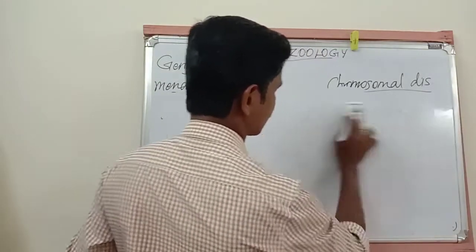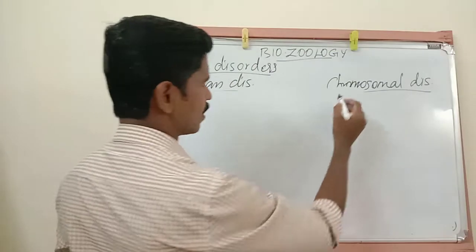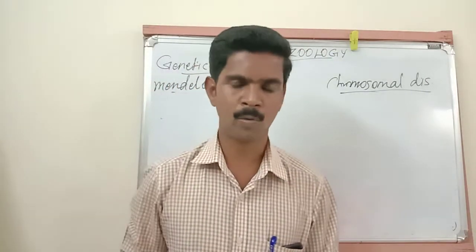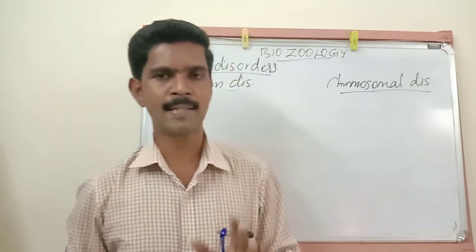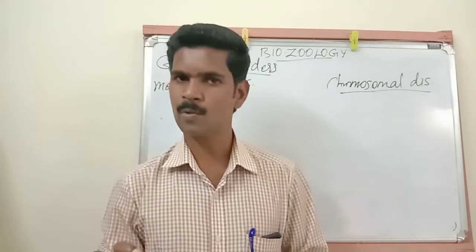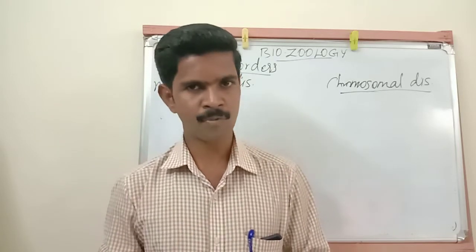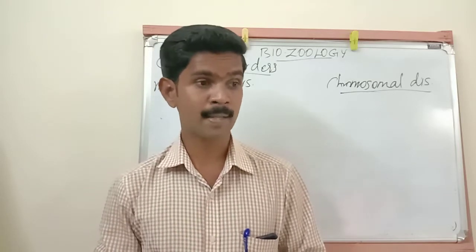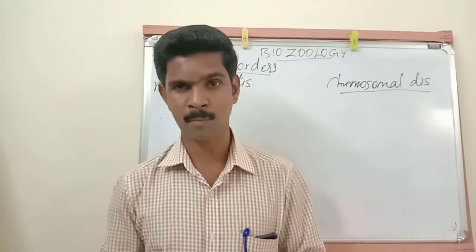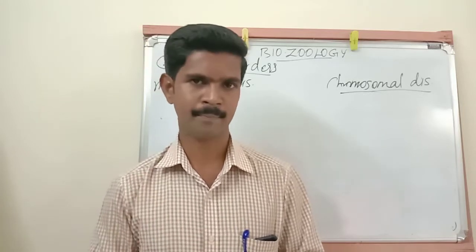Next disorder is chromosomal disorder. See, chromosomal disorder meaning, already you all know that totally 46 chromosomes are there, and all these 46 chromosomes are arranged in 23 pairs. First 44 chromosomes are called autosomes. They are determining our body character, and the last 2 chromosomes are called sex chromosomes. They are determining our sex.